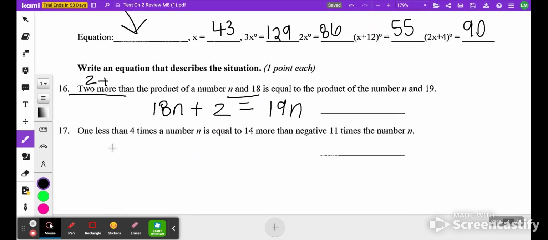1 less, so that's minus 1, then 4 times the number n, so 4n minus 1 is equal to 14 more plus 14, then negative 11 times the number n, so negative 11n plus 14.